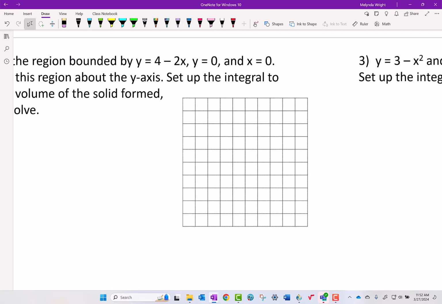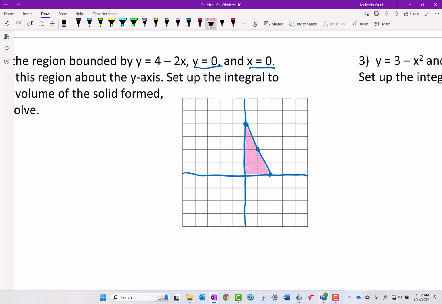Let's graph first. The way I like to graph lines, I don't know about y'all, is I like to graph the y-intercept, and then I like to just do the slope. That's -2, so down 2 over 1, down 2 over 1. And we're bounded by y equals 0 and x equals 0. We're bounded by the x-axis, so we don't really need to go any further than that. So the area that we're going to be rotating is this part that I'm highlighting in pink. This is what we're rotating.